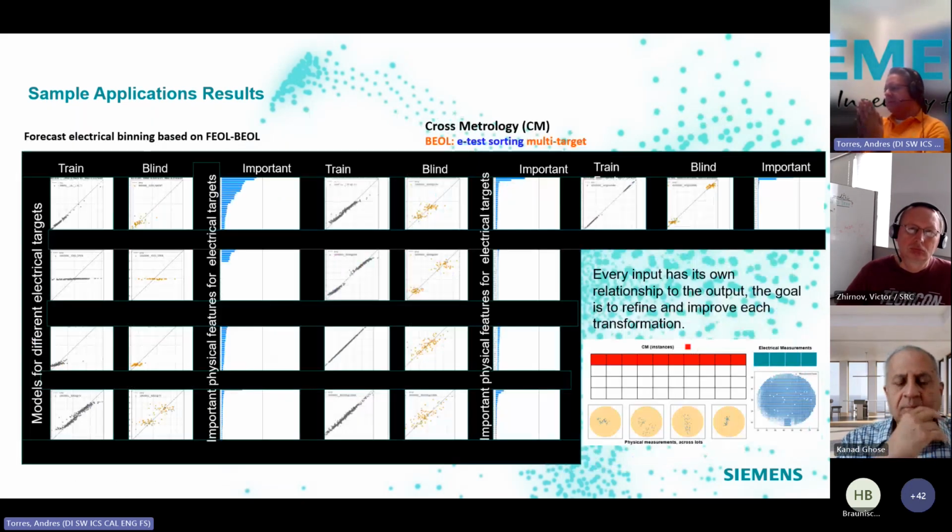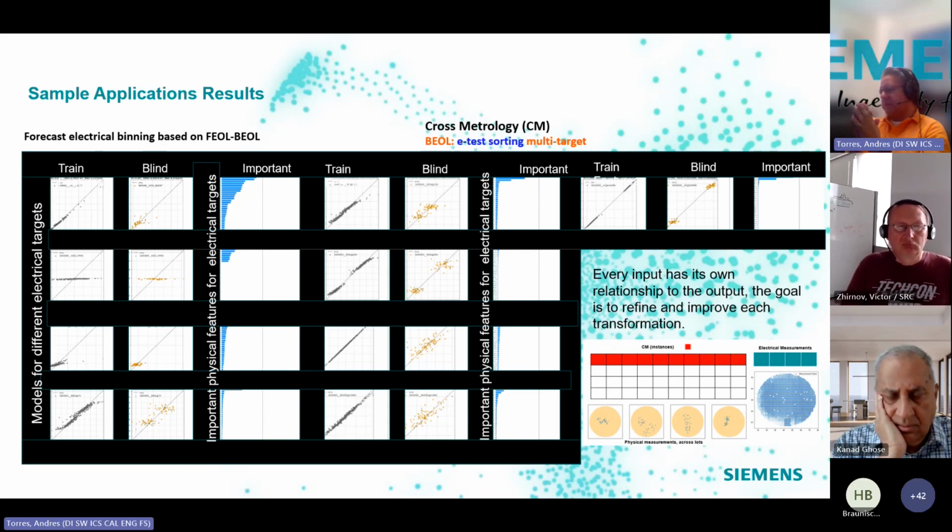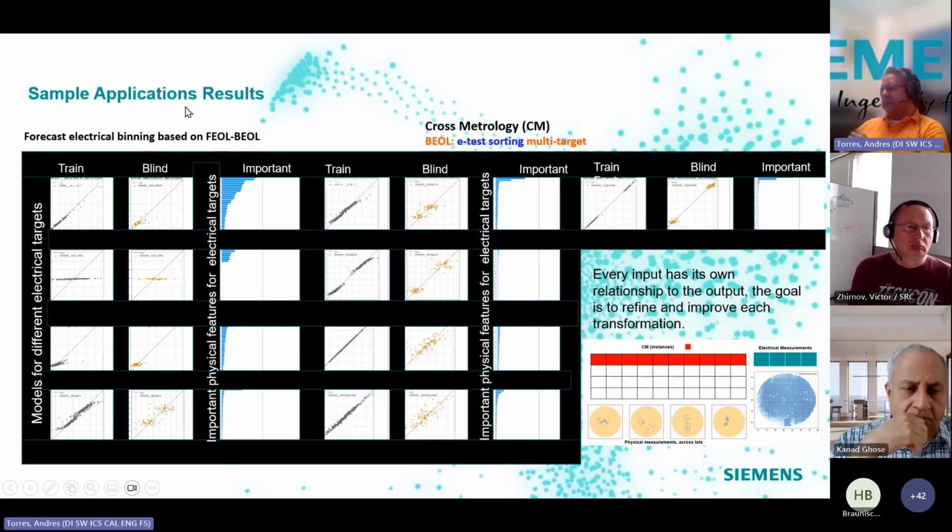So again, all of these pieces were only for one particular electrical measurement. You can actually extract that for all of the electrical tests that are done for wafer sorting. These are now single models that are able to start predicting the electrical sort values from physical measurements, in which these curves are simply showing train and blind, and the relative important parameter for that particular case.